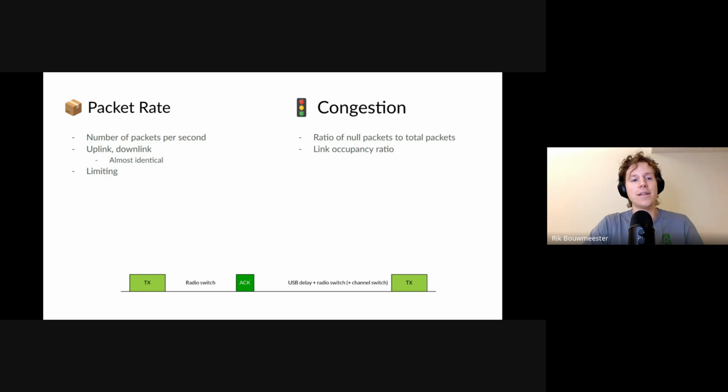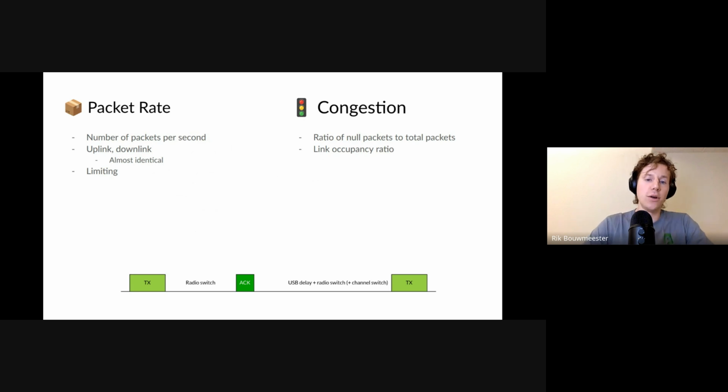Since the packet rate is kind of limiting, the next metric is actually more interesting to look at right now. It's congestion. Congestion indicates how occupied the communication link is.